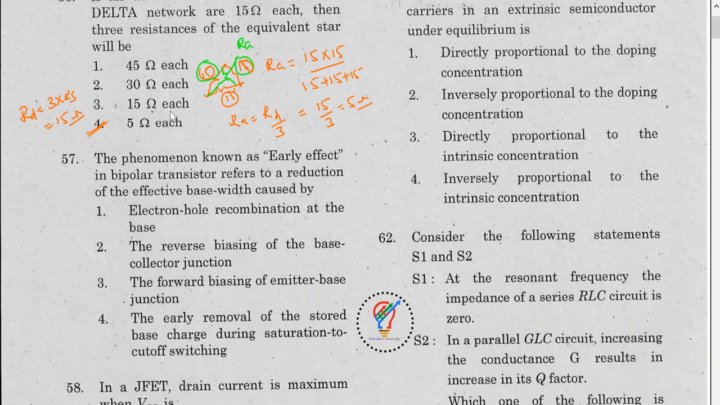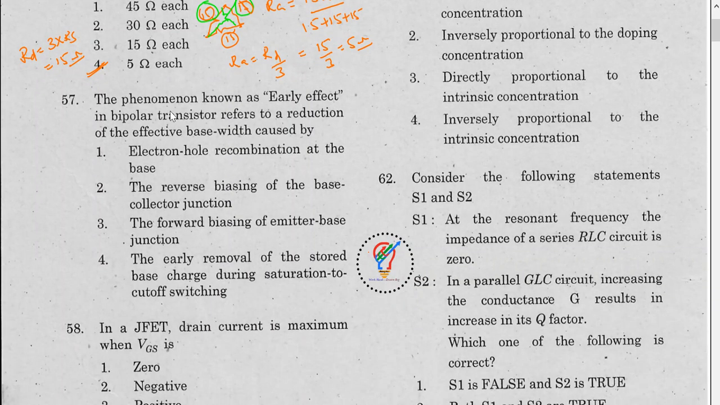The next question: the phenomenon known as early effect in a BJT, bipolar transistor, refers to a reduction of the effective base width caused by? So it is the base width reduction caused by the reverse biasing of the base collector junction. So the answer will be 2 here.